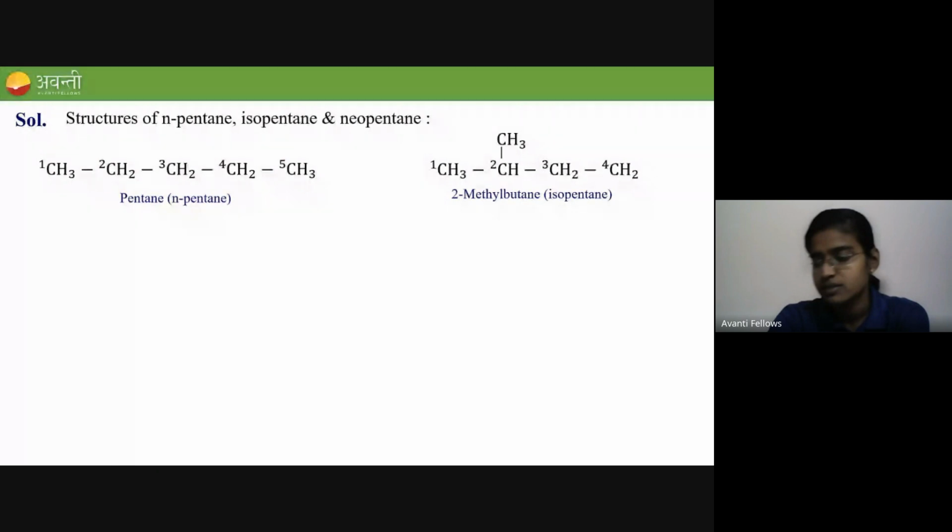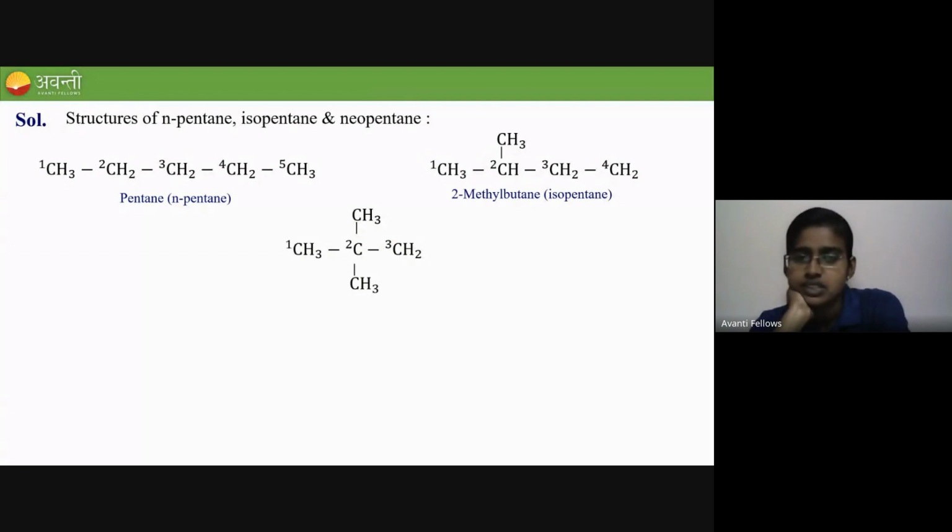IUPAC name of neopentane? Or I'll give you the structure, you try to find out the name. What is the IUPAC name of this compound? Can anyone try? What is the IUPAC name? Parent chain is also given to you. It is 1, 2, 3. And to the second carbon, we have 2 methyl groups, right? So what could be the correct IUPAC name for this?